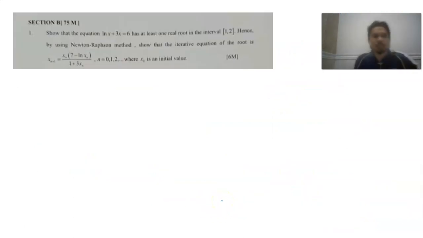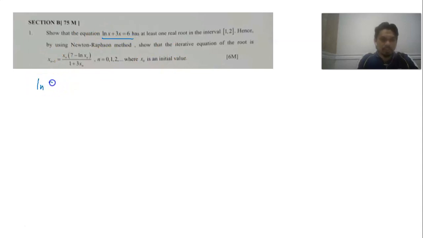Now we look into the question for section B. Question 1: show that the equation of ln x plus 3x equal to 6 has at least one real root in the interval of 1 and 2. Hence, using the iteration method, show that the iterative equation of the root is given here, where x0 is an initial value. Okay, so let's come up with this one here.